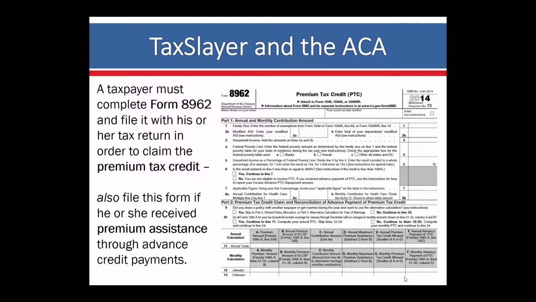The taxpayer has to complete Form 8962 and file it with his or her tax return in order to claim the premium tax credit. He would also file this form if he or she received premium assistance through advance credit payments. Now keep in mind, the taxpayer only receives the premium tax credit if he or she or the family received their health care through a marketplace or exchange, such as healthcare.gov.